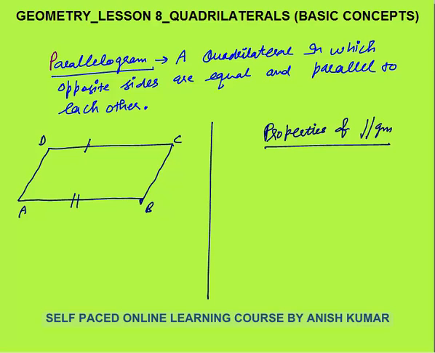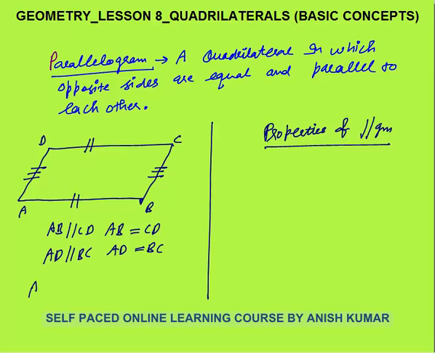This AB is equal to CD and AB is parallel to CD. AB is parallel to CD, also AB is equal to CD. Same way AD is equal to BC and AD is parallel to BC. Now what about adjacent sides?